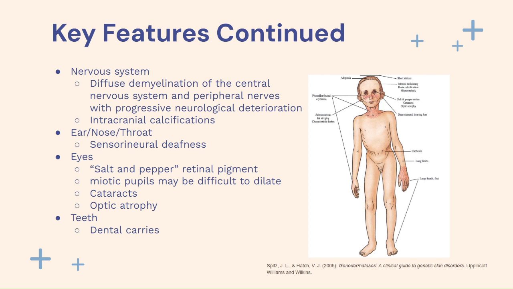Sensorineural deafness, salt and pepper retinal pigment, miotic pupils, so difficult to dilate, cataracts, optic atrophy, dental caries. And the one way I remember this is the South Park Mickey Mouse. The South Park Mickey Mouse has kind of an annoying voice, like he can't hear himself, deafness. It is black and white, so that gives you the salt and pepper retinal pigment.